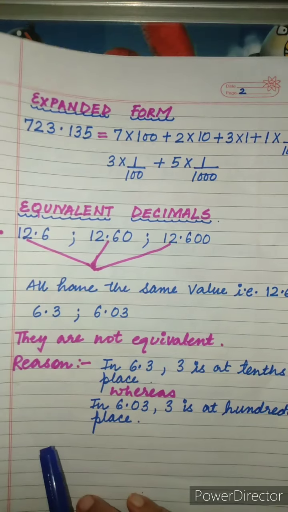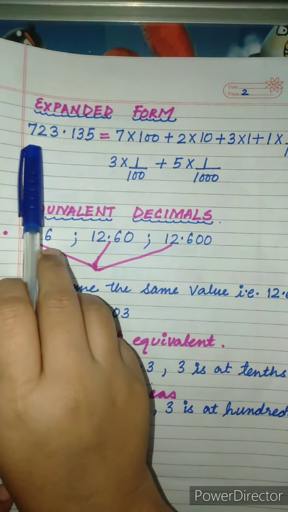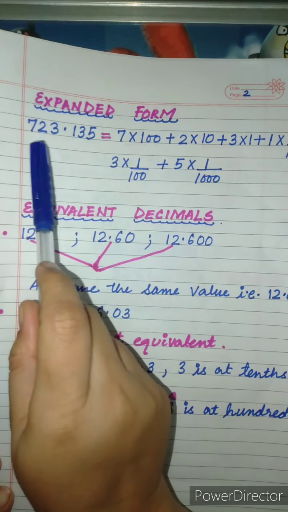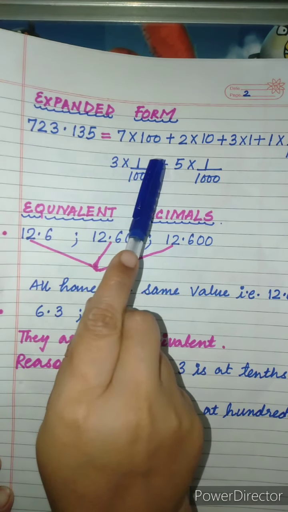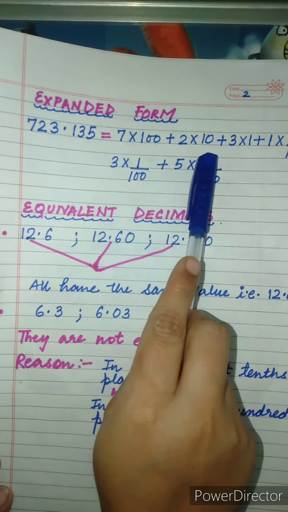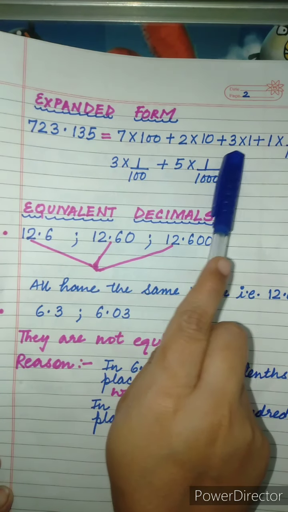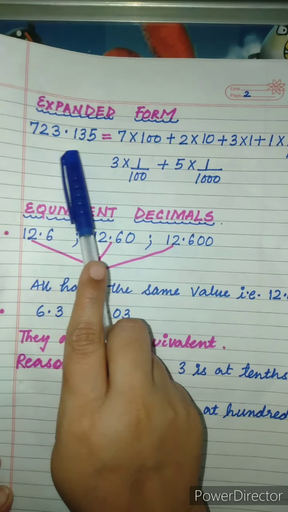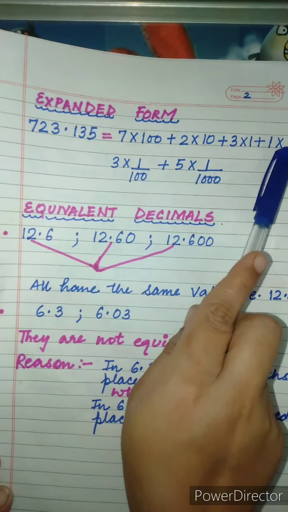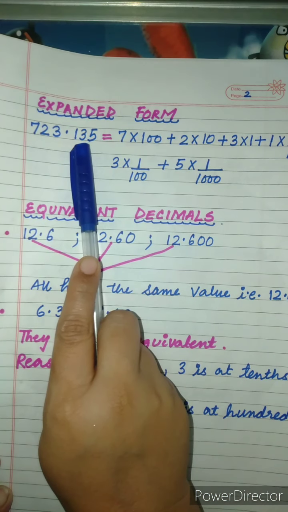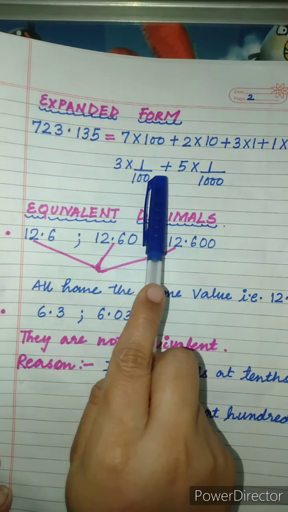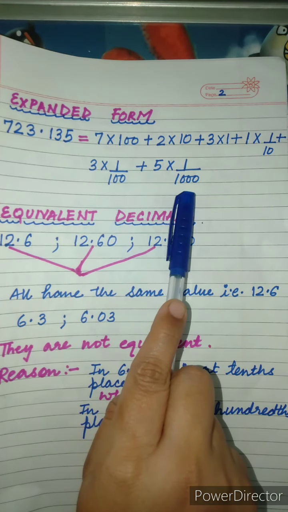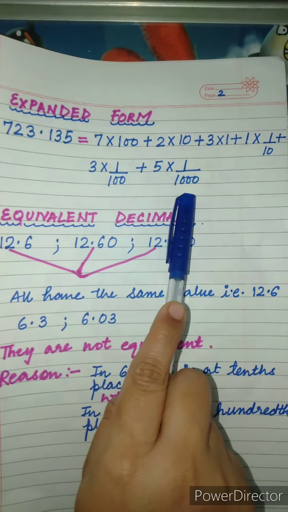Now expanded form. See the number written here, 723.135. Now when we are going to expand it, we'll write it as 700, so 7 into 100, 20, that is 2 into 10, 3 at ones place, so 3 into 1. Plus 1 is at the tenths place, so we are going to write it as 1 into 1 by 10. 3 at the hundredths place, so it will be 3 into 1 by 100, and 5 at the thousandths place, so it will be 5 into 1 upon 1000.